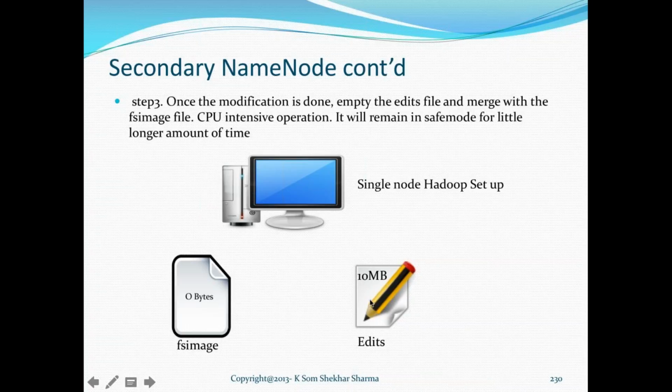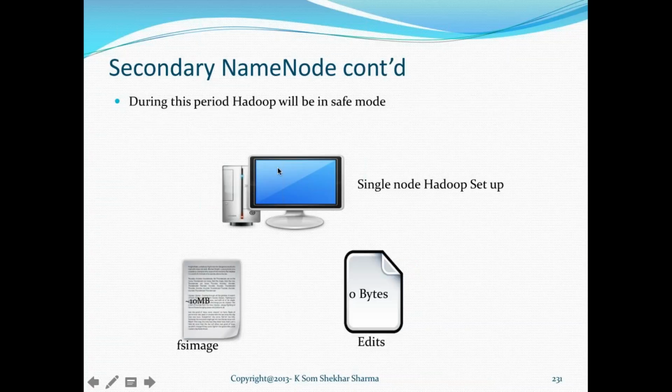So it will apply the modifications, and once that is done, it will empty the edits file and merge it with the FS image file. Since there are some entries in the edits file, it will remain in safe mode for a little longer. Now, these three steps happen during startup only. The FS image file will now be more or less 10 MB, but not that much.